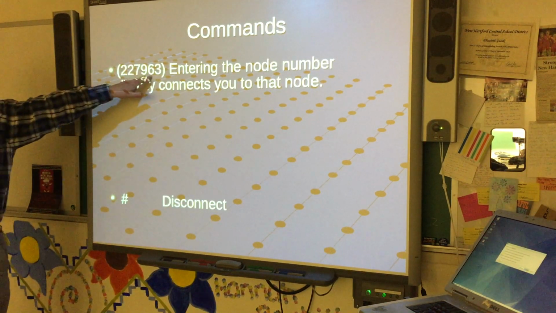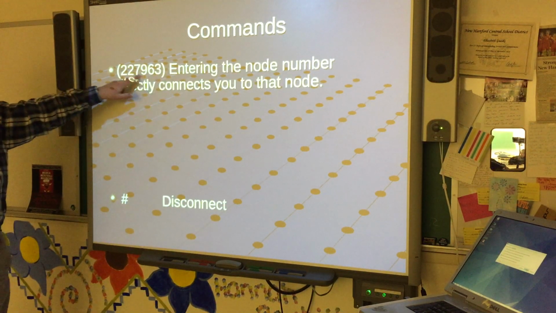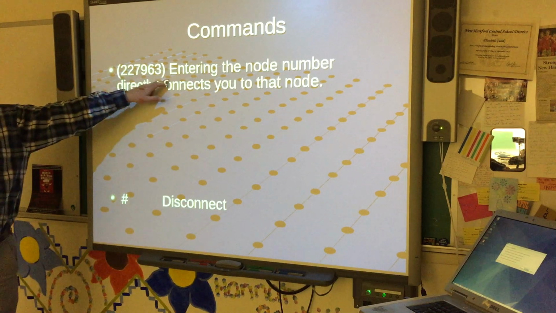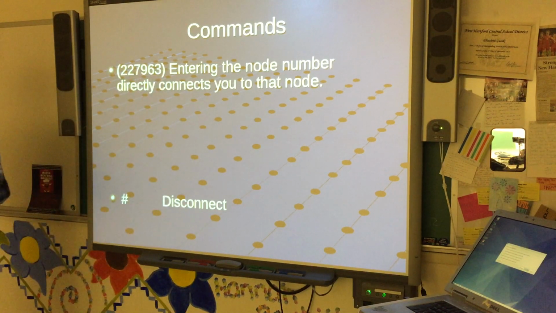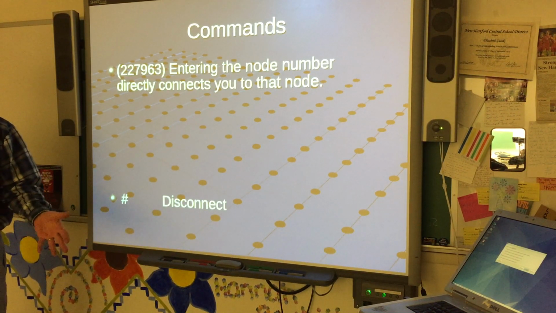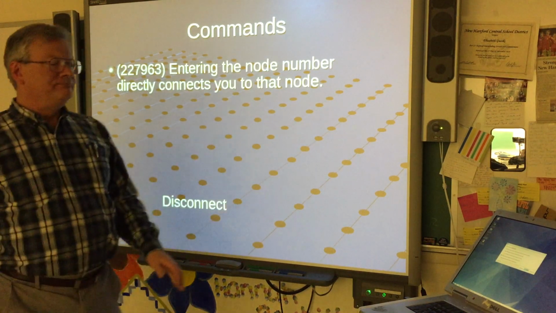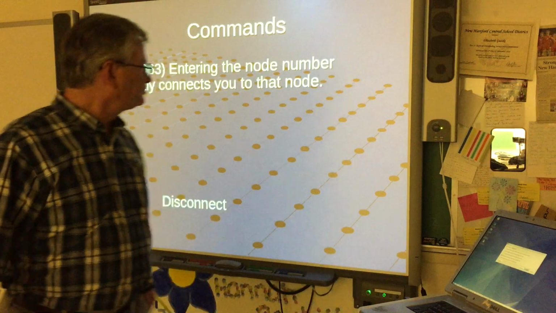So this is my node number, by the way. If somebody on a repeater somewhere in the world entered 227963, it would say connecting to N2STC. There'd be a brief pause, and then it would say connected. Now the protocol is, well, let's go on with some other commands.